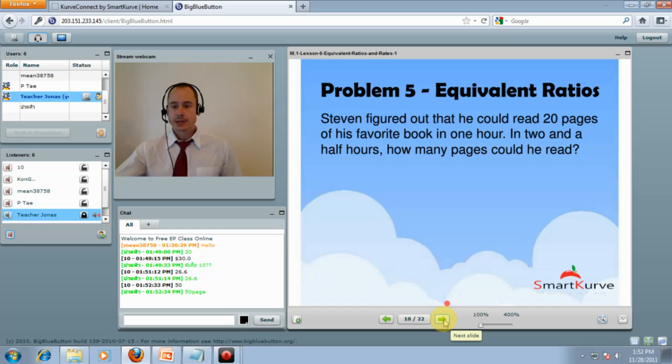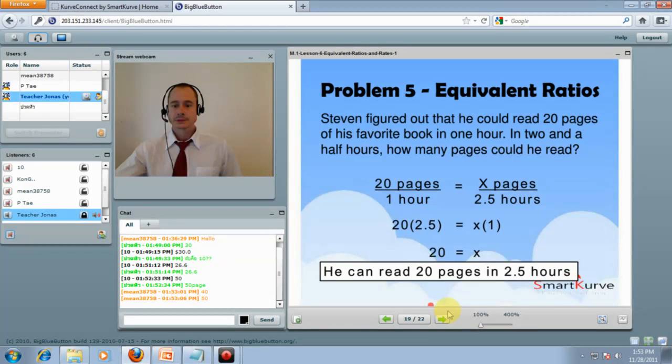It's not very complicated mathematics, but the key here is the technique, how to use this technique when it gets to more difficult numbers. But of course you do exactly the same. You put up the two ratios like this. 20 pages.